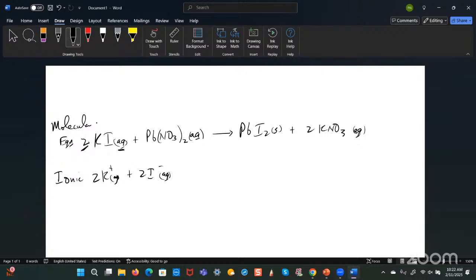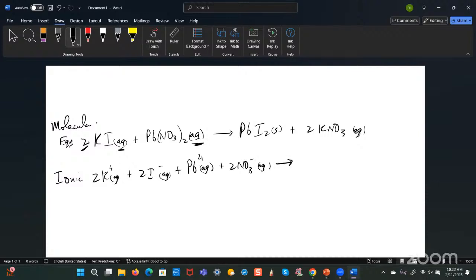Then we do the same thing with the lead(II) nitrate. That will also dissociate because it's ionic and it's in an aqueous solution. So when that dissociates, you're going to end up with Pb2+ aqueous plus 2NO3- aqueous, right? So that's basically how we take care of things on the left side of the equation. Let's look at the right side.